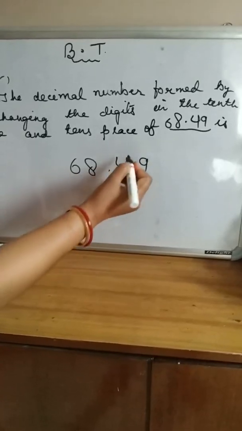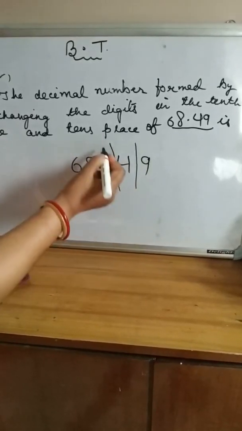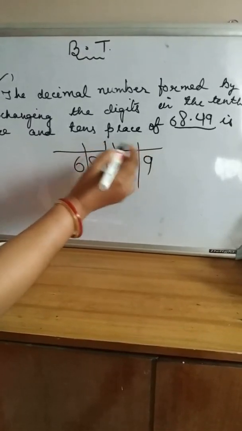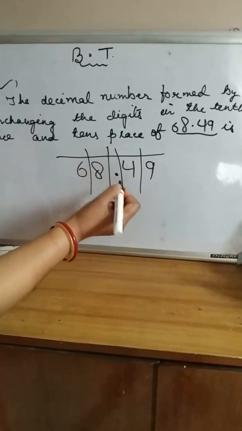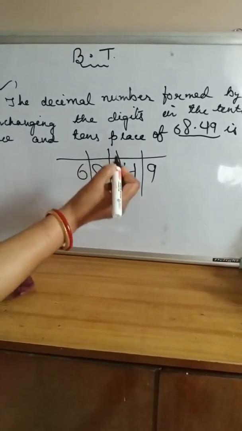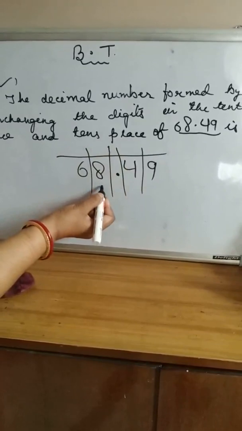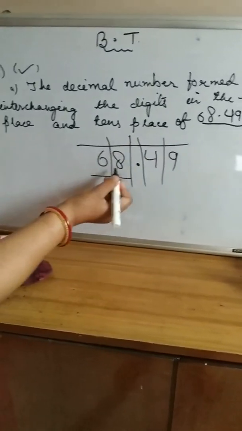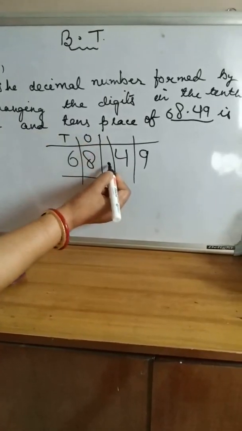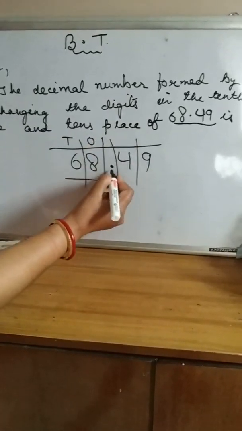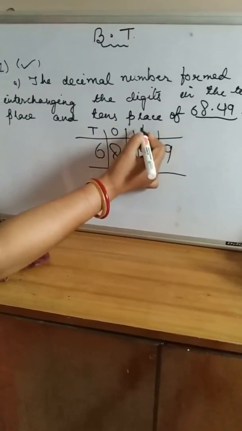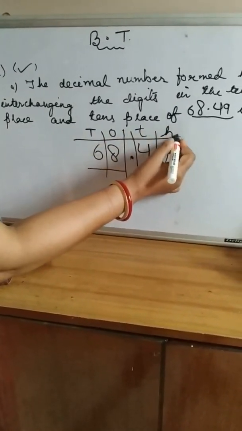68.49. So let us make the place value chart. This is the decimal point. To the left of the decimal point, it is the whole number part. It starts with ones, then tens. And to the right side of the decimal, it is the decimal number part. So it will start with tenths, hundredths.